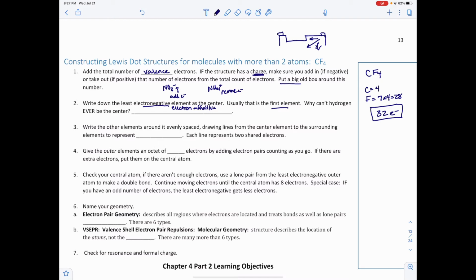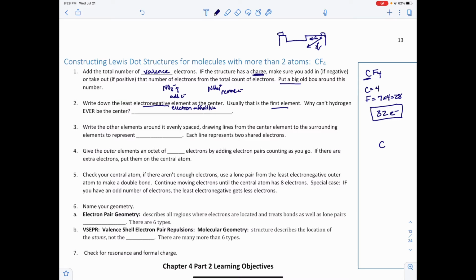Usually it is the first element. So for example, in this case, carbon is located here and fluorine is over here. So carbon is more to the left, so it's the least electronegative element. So normally it is the first element that's going to be written as the center. If you have a confusing situation, you'll have to be told.